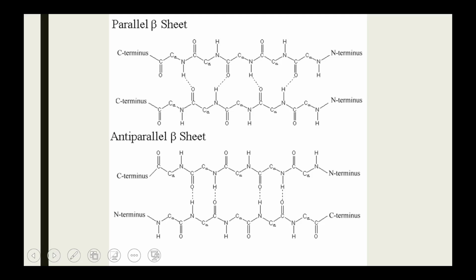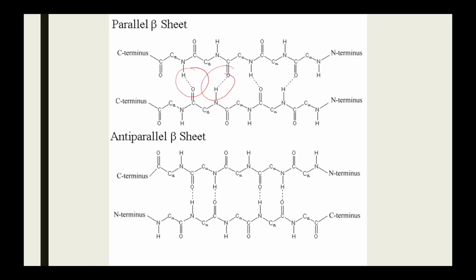Another similar secondary structure is not in the form of a helix but in the form of sheets, plates. These are called beta pleated sheets of protein, a type of secondary structure. It consists of various beta strands linked by hydrogen bondings between adjacent strands.